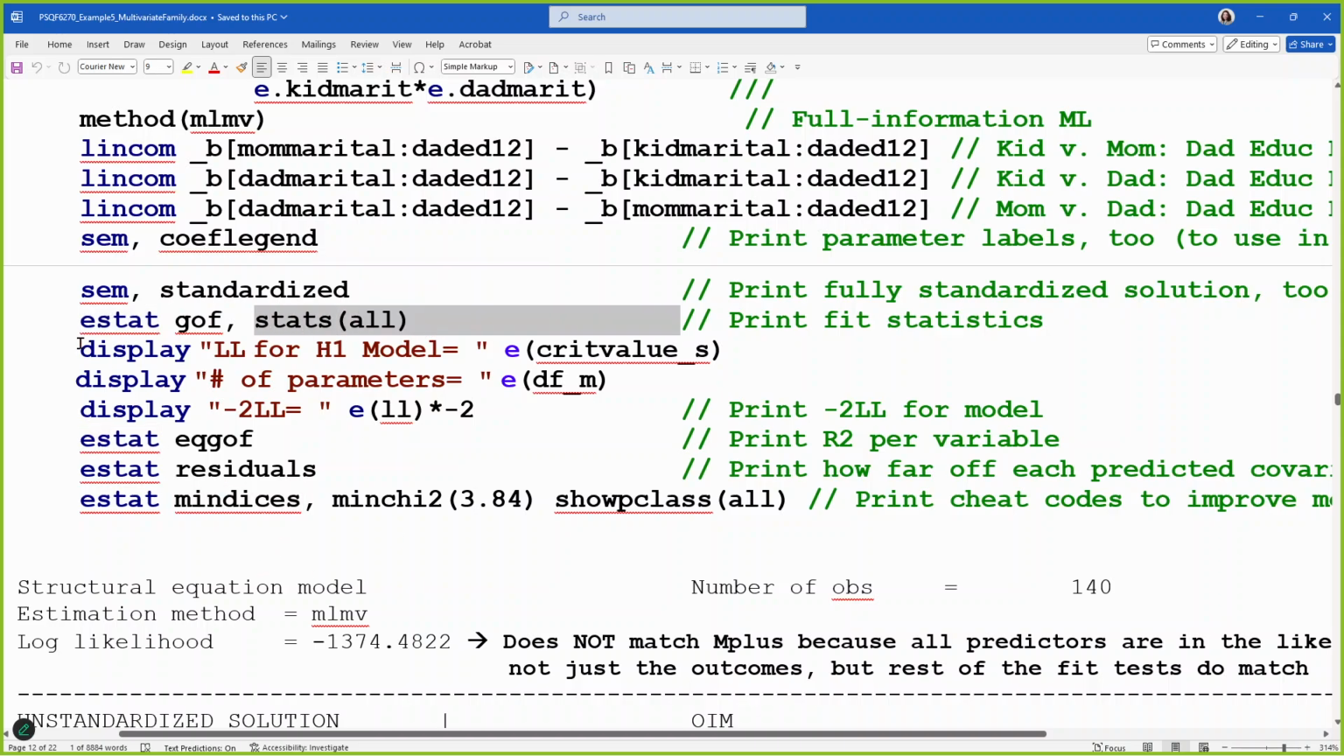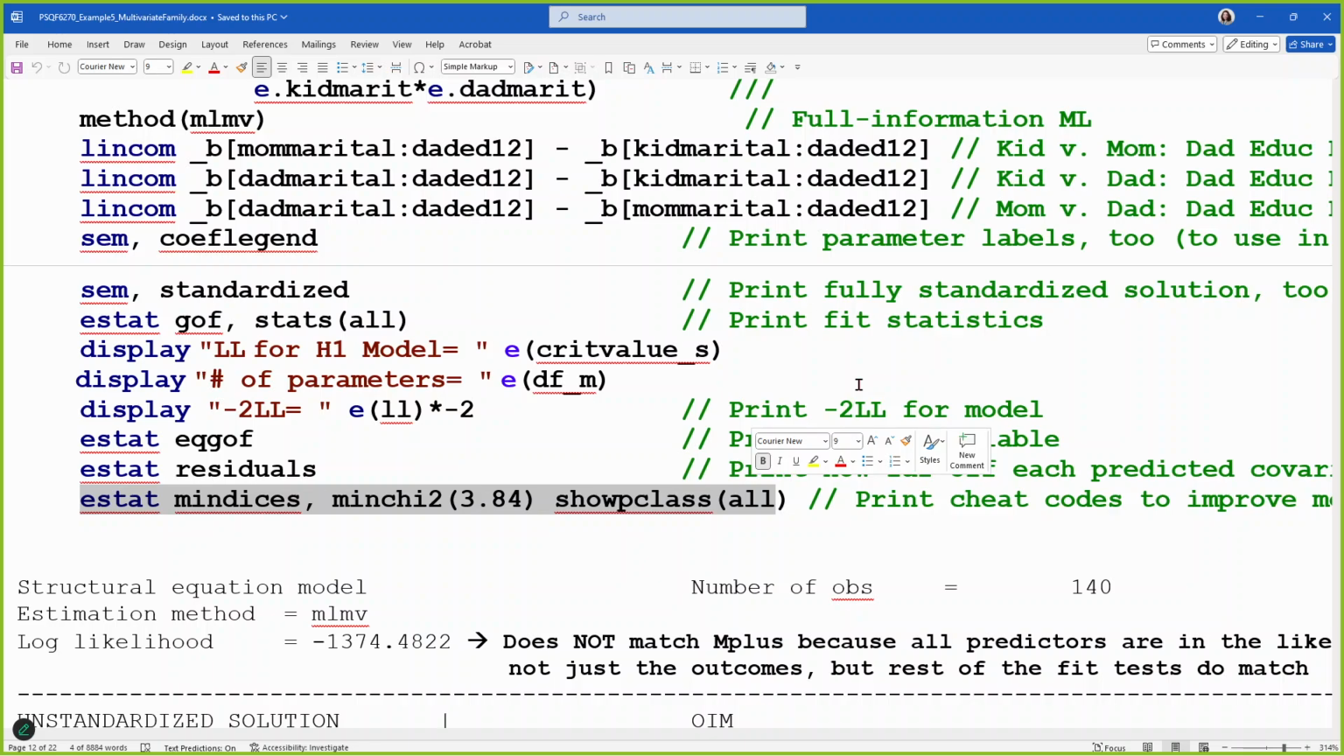I want all of them. Log likelihood for the model is not actually given by default, so I had to add that. Your homework is going to ask you for this. If you get the right log likelihood, you have the right model. Same rules. It will take longer though, because the path model is more complicated. Number of parameters is also something it doesn't spit out by default. And then we get into our squares, we get into residuals, and then we get into the modification indices to potentially improve fit.